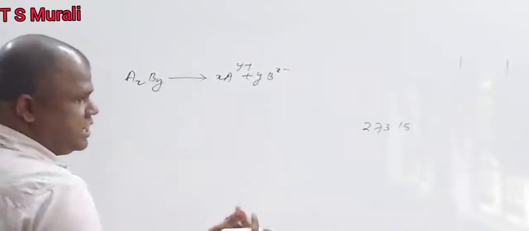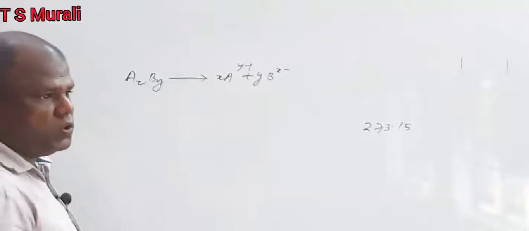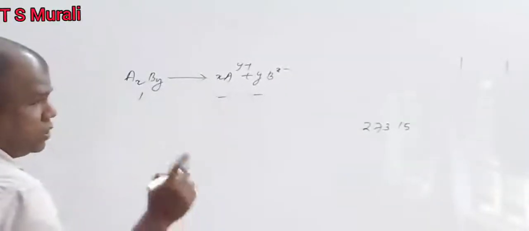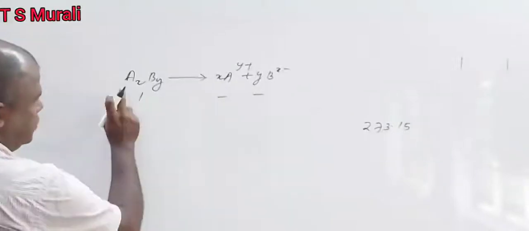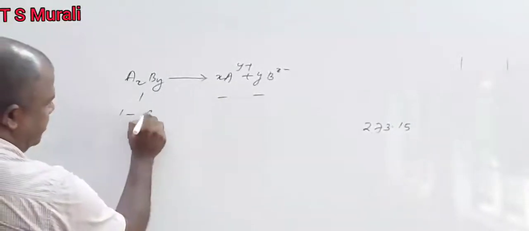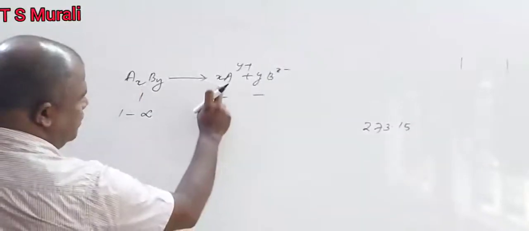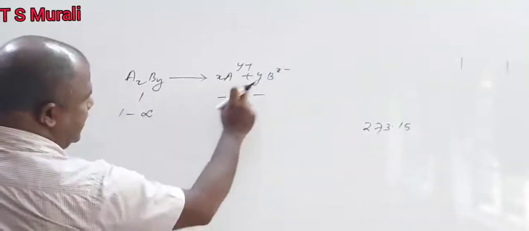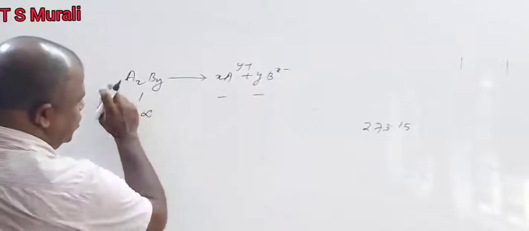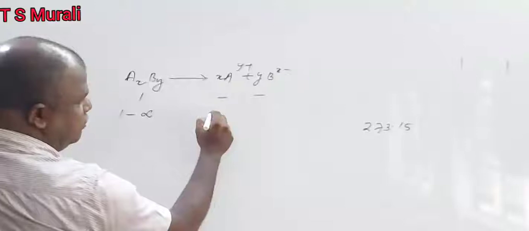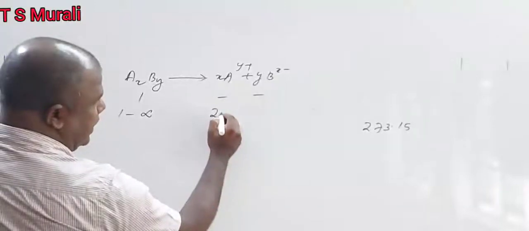Alpha is the degree of dissociation means when we are taking 1 mole, alpha dissociates. That is the meaning. So initially I am taking 1 mole, with no A and no B. Suppose alpha dissociates, so the remaining will be 1 minus alpha. As per this equation, 1 dissociates to form xA^y+ and yB^x-. So alpha dissociates to form x alpha and y alpha.